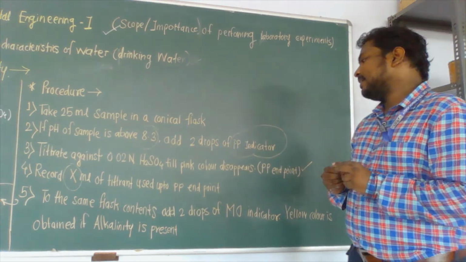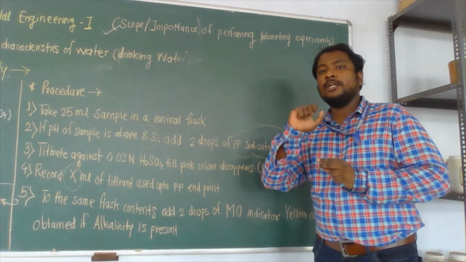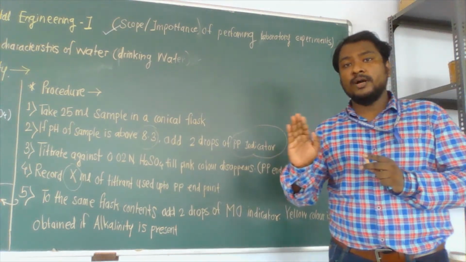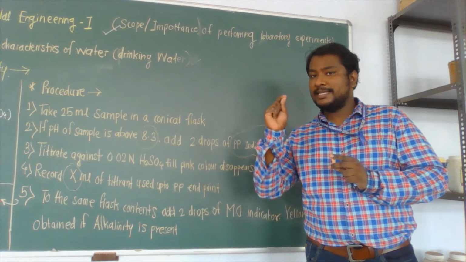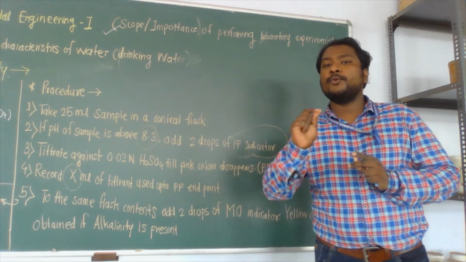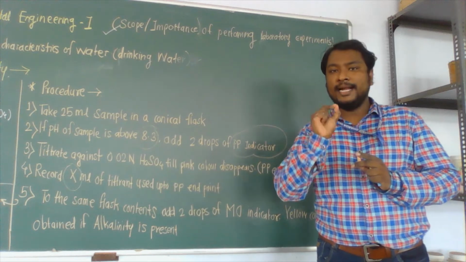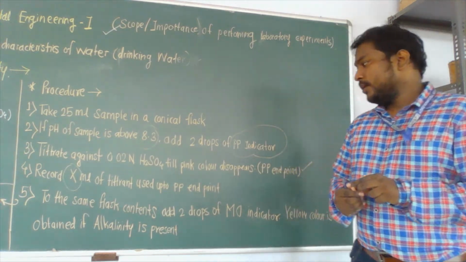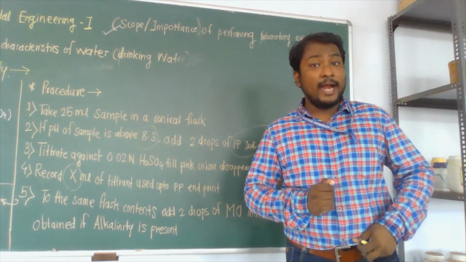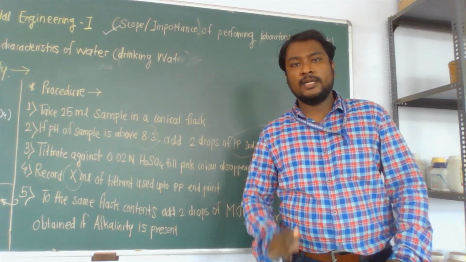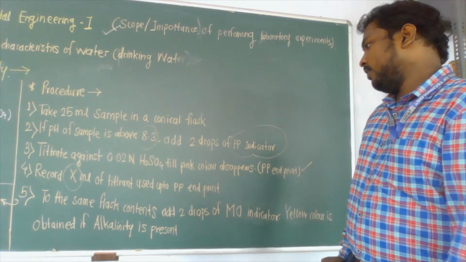That second indicator is the methyl orange indicator. We are not going to alter the sample at all. In that same sample, we are going to add the second indicator. The phenolphthalein indicator we have already added, and now the second indicator we are going to add, that is the methyl orange indicator.